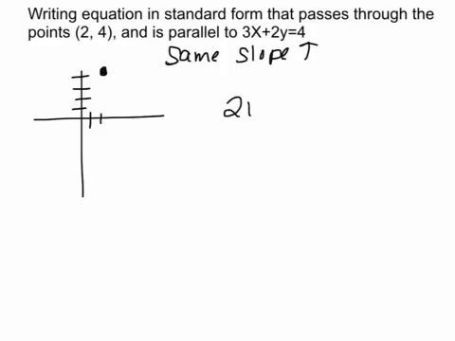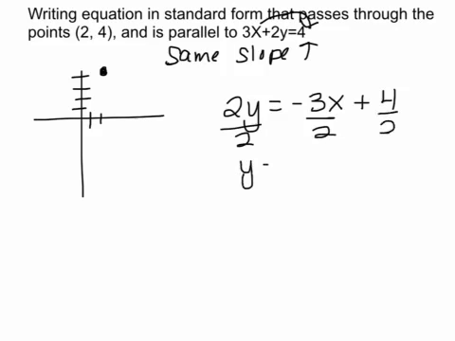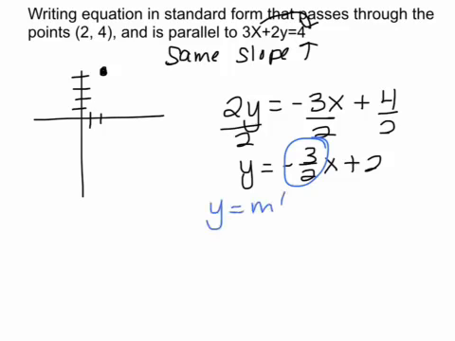So I have 2y equals, if I move the x to the other side, -3x plus 4. Divide everything by 2, and y equals -3/2 x plus 2. Well, here's the important piece right here, the -3/2. So point slope formula: y equals m(x minus x1) plus y1. So this is the version of the point slope formula. What do I know? Same slope.